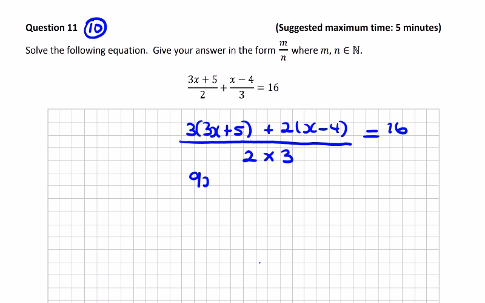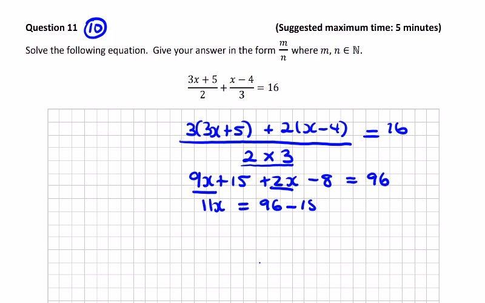So now we can multiply out the brackets. 9x plus 15 plus 2x minus 8. And we can skip a little stage here. We write equals 16, but we're going to multiply the 16 by this 2 by 3, 6 to get 96. So 11x, 9x and 2x, if you want to underline them, equals, maybe just take one extra step, 96 minus 15 plus 8. So 11x is equal to 81 plus 8, which is 89. X is equal to 89 over 11.